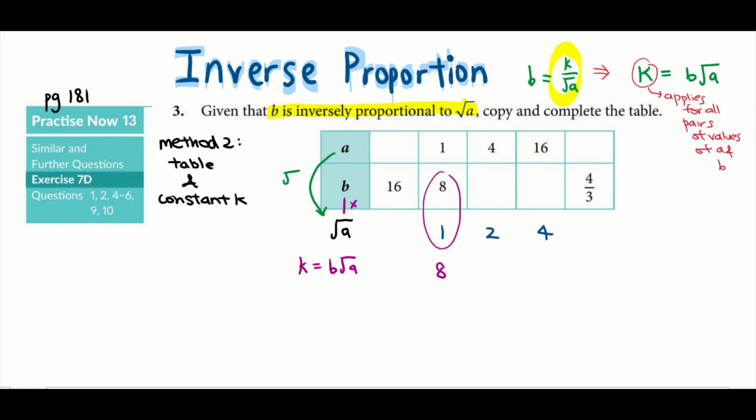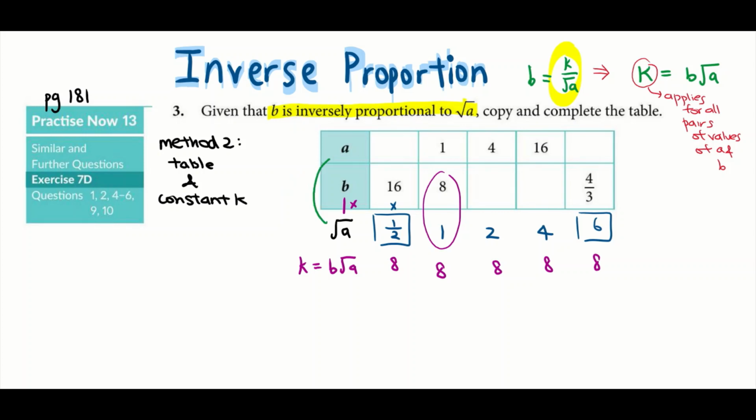8 times 1 equals to 8. And since constant k applies for all pairs, then 8 will be my constant for all pairs of b and root a. Which means I can start filling this box and this box. 16 times what will give me 8? Well, 16 times half will give me 8, and 4 over 3 times 6 will give me 8.